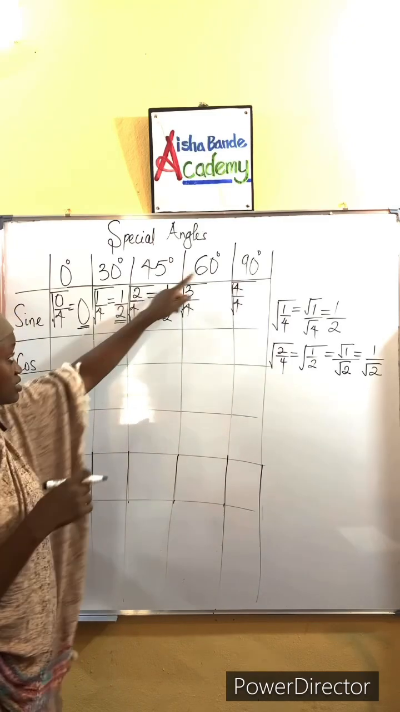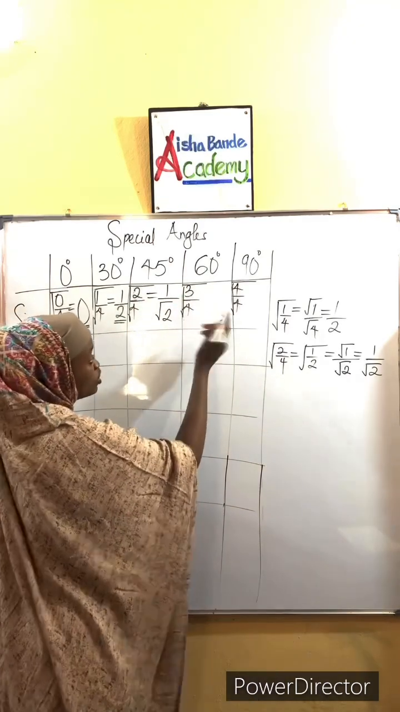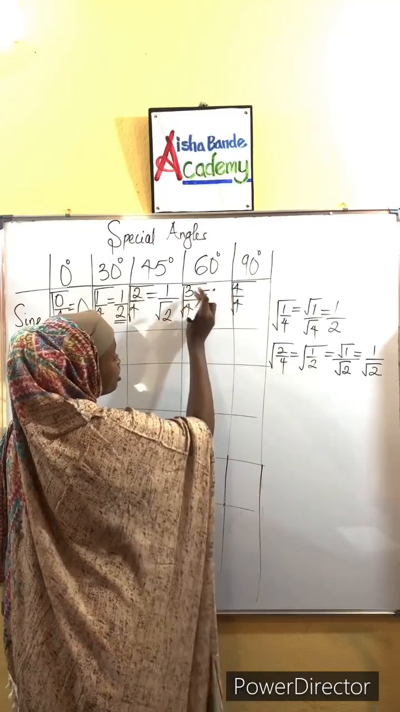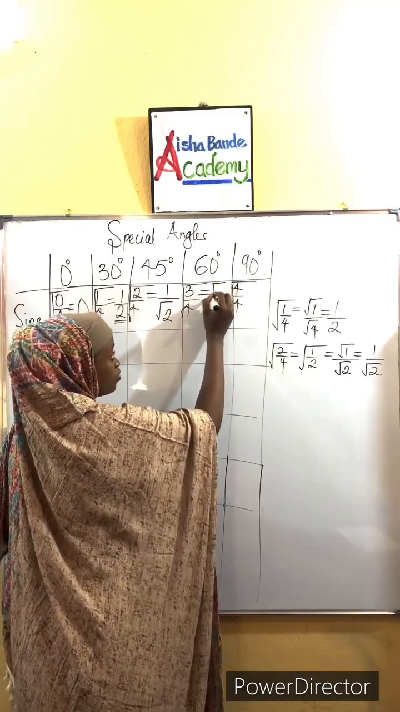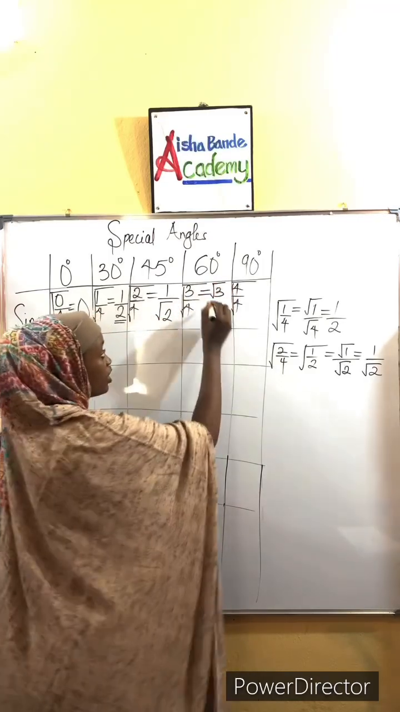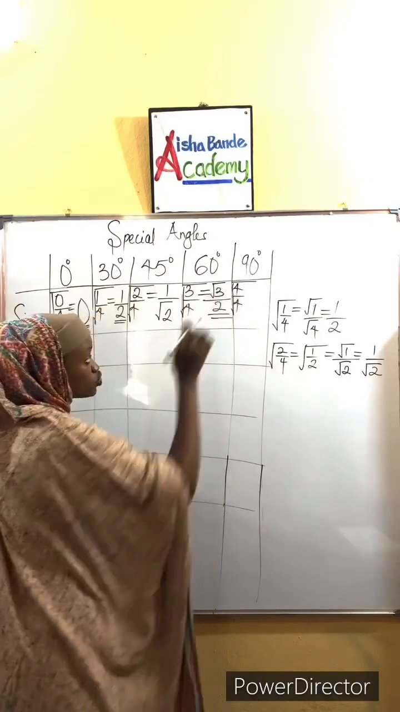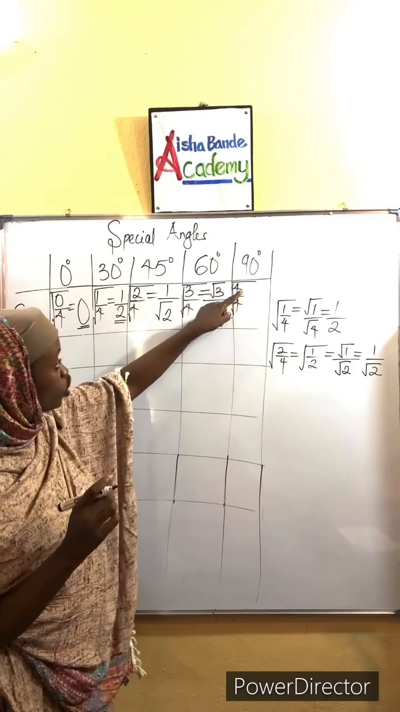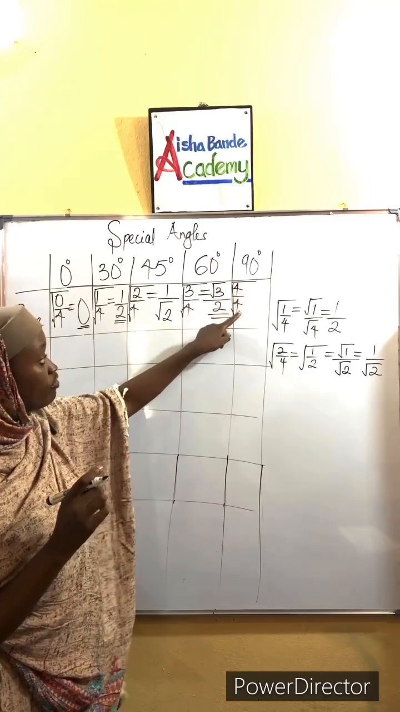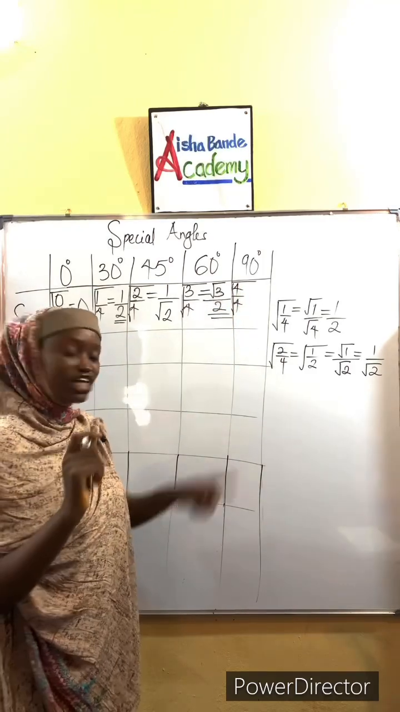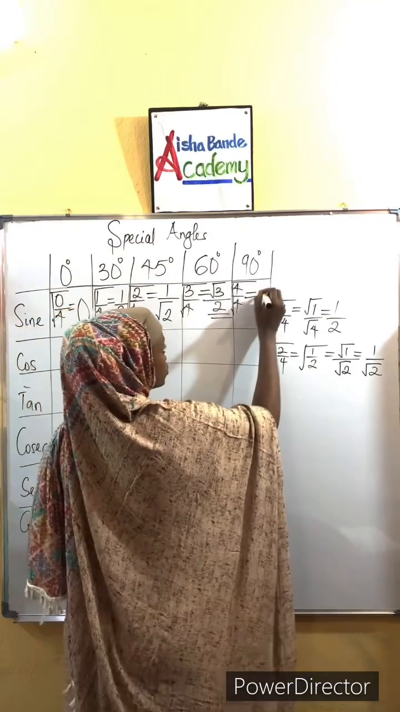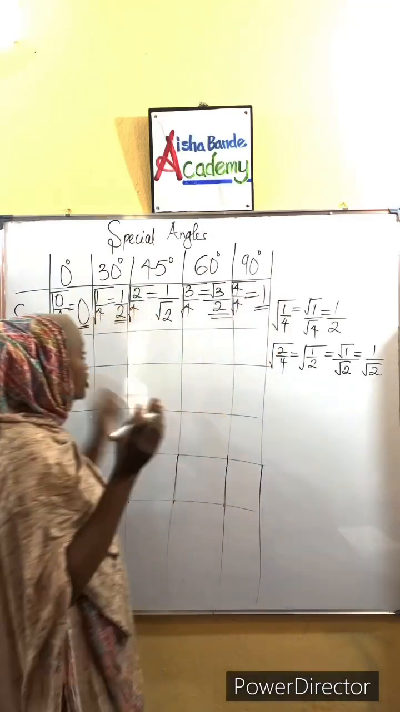Moving on, sine 60, here we have 3 over 4. So this is the same thing as saying root 3, because it doesn't have a perfect square, all over square root of 4, which is 2. So our answer here is root 3 over 2. Moving on, we have square root of 4 over 4. 4 divided by 4 is 1. And the square root of 1 gives us 1. So we are done with the sine.